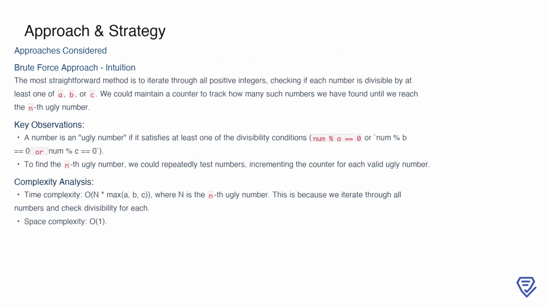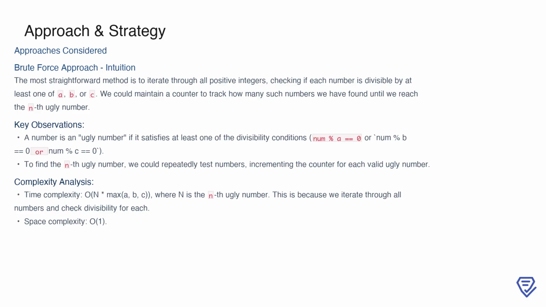To start, one of the most intuitive ways to solve this problem is by using a brute force approach. Here, we simply iterate through all positive integers, checking each number to see if it satisfies the conditions for being an ugly number. Specifically, a number qualifies as ugly if it is divisible by at least one of the values a, b, or c. As we find these numbers, we can maintain a counter to track how many ugly numbers we have encountered. Once the counter reaches n, we know we've found the nth ugly number.